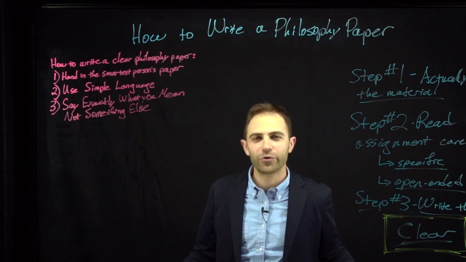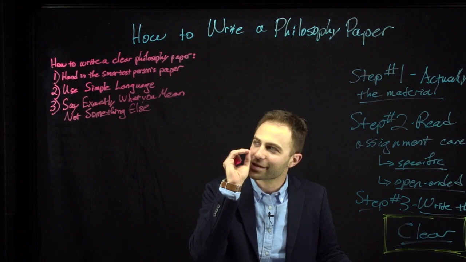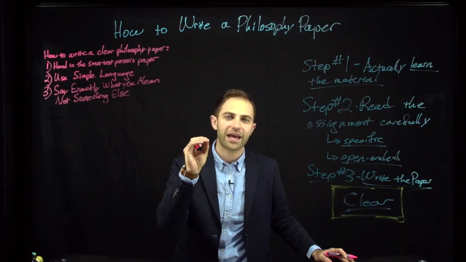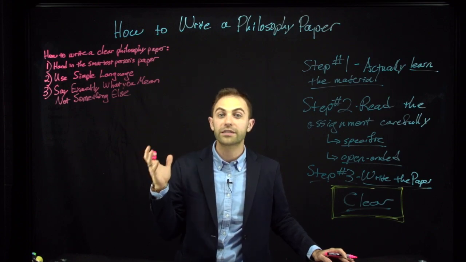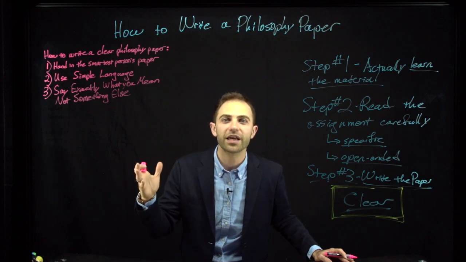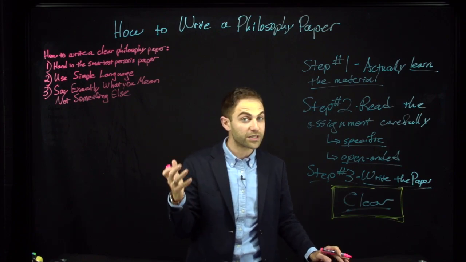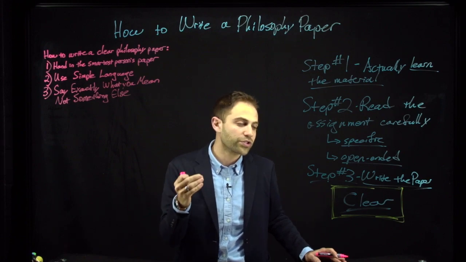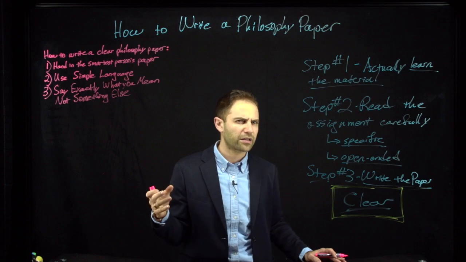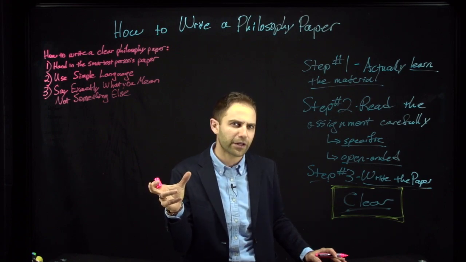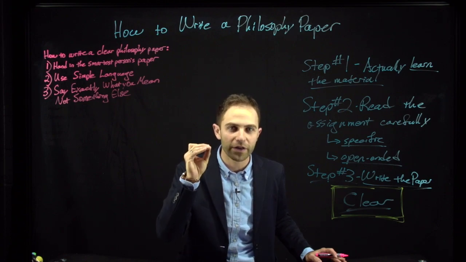Say exactly what you mean, not something else. You want to be as precise as possible. If you mean to say, for example, that the soul is an immaterial object, then just say that. The soul is an immaterial object. Don't say something different like the soul does not have a material presence. What does that mean? Is that exactly the same? That seems like a slightly different claim. If it's a slightly different claim, don't use it. Use exactly the one that you have in mind.